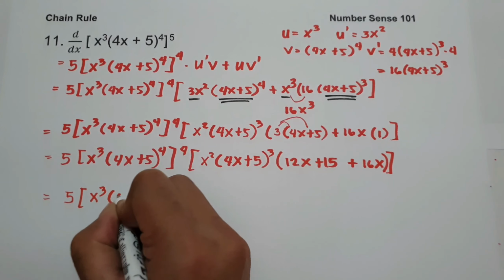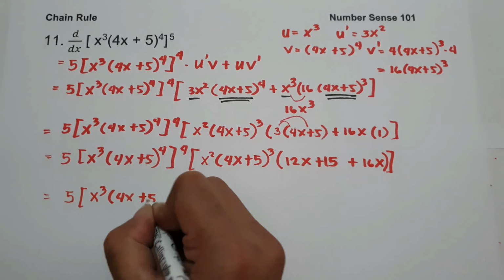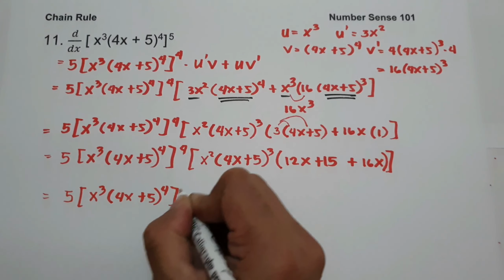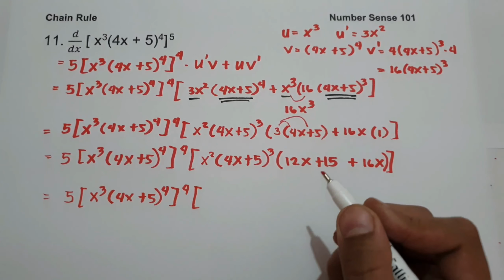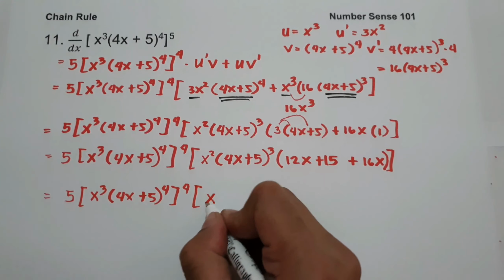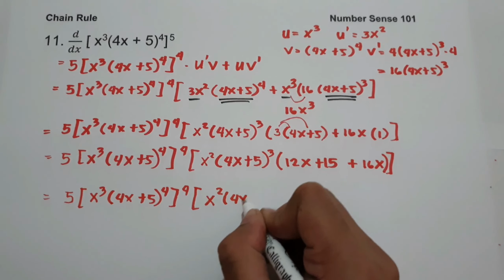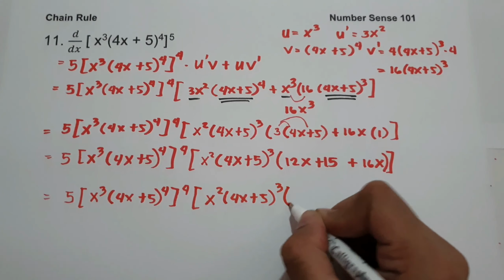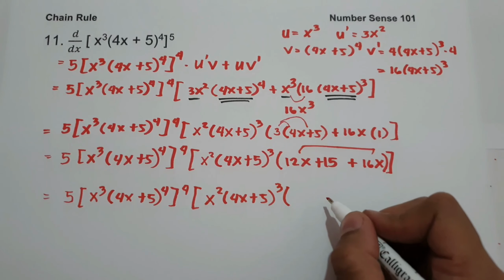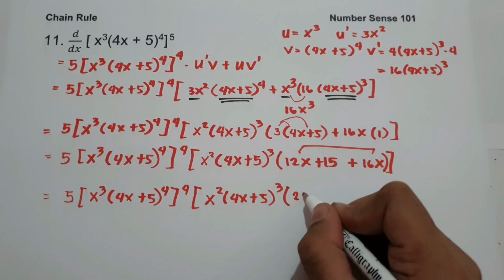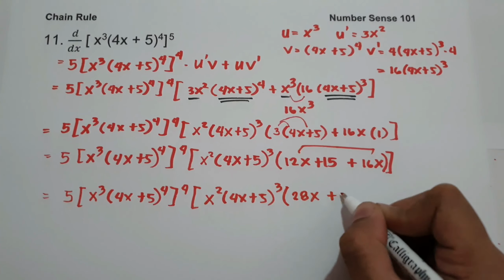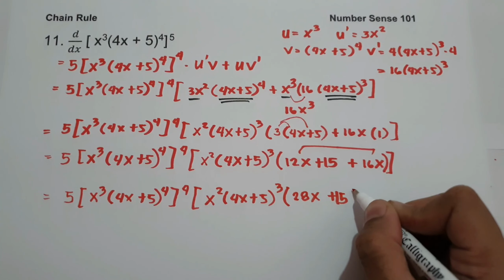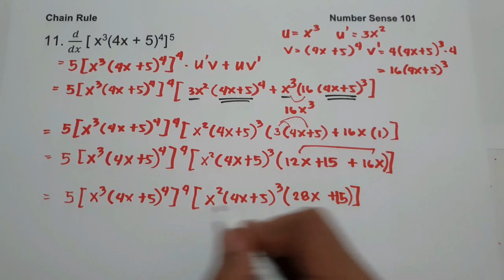And to write our final answer, we are going to have 5x cubed times 4x plus 5 raised to 4 times x squared times 4x plus 5 raised to 3. Let us add this one. It will give us 28x plus 15. And this will be our answer.